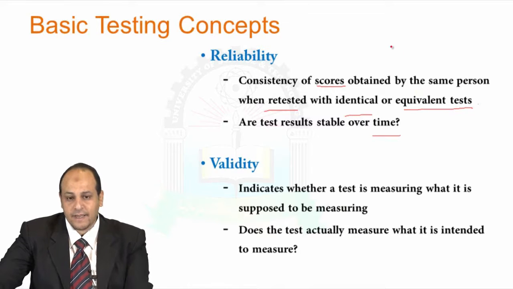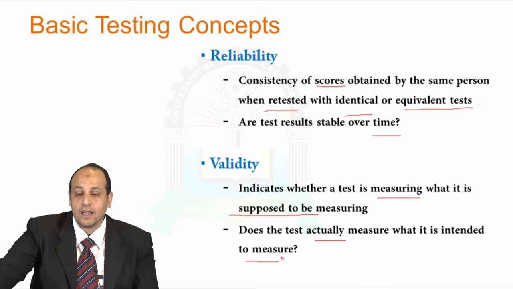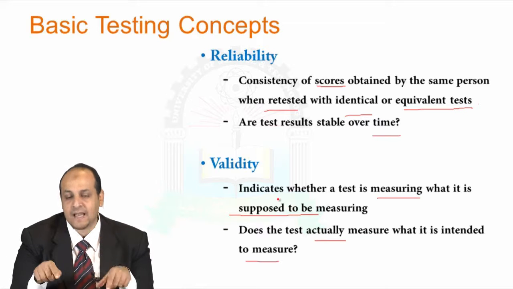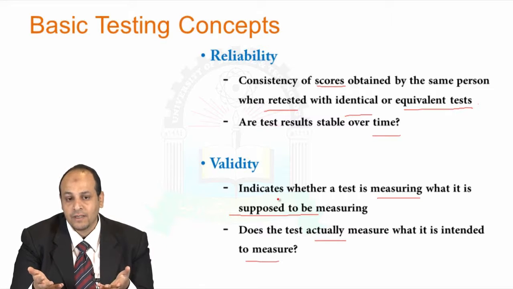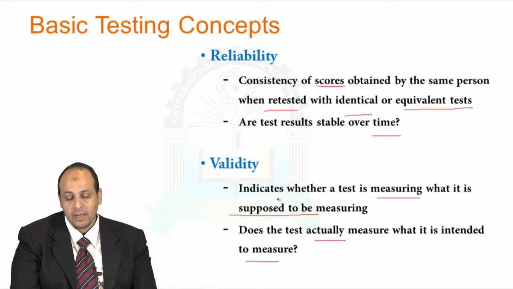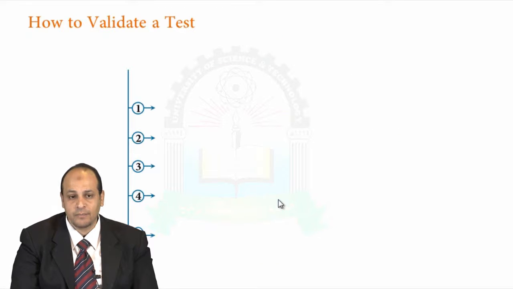So this indicates whether a test is measuring what it is supposed to be measuring. Does the test actually measure what it is intended to measure? If you're talking about an accounting position, any test designed for such jobs should only encapsulate the tasks and duties within that area of interest, that is accounting. Then we say the test is valid. These are very important concepts before the company starts utilizing tests.